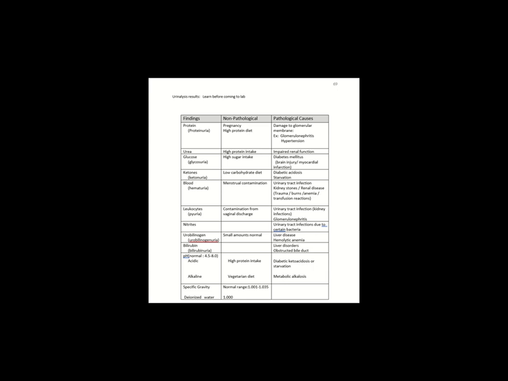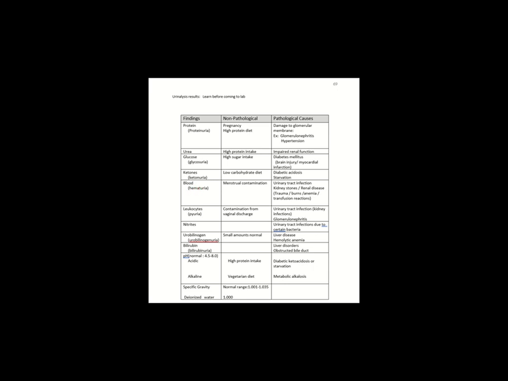Some pathological causes for ketonuria: diabetic acidosis, or diabetic ketoacidosis. Again, if someone has diabetes mellitus, their cells don't have access to glucose, so they begin resorting to breaking down fats and proteins in the body under the impression that your cells are starving. And to tie that in, also starvation. Obviously, if you're not getting enough nutrients, if you're not eating enough, then your body will start to turn to some of its own tissues as an energy source.